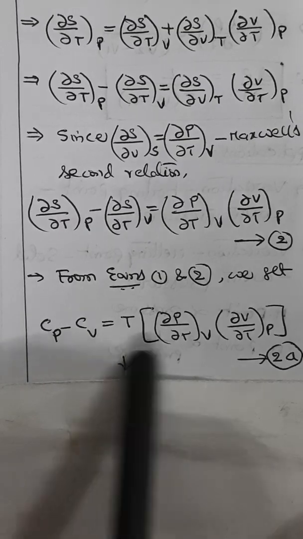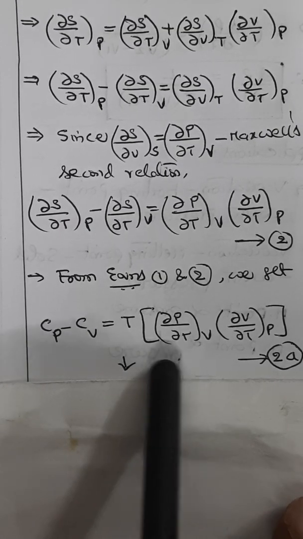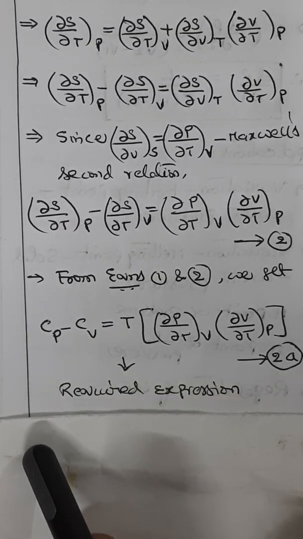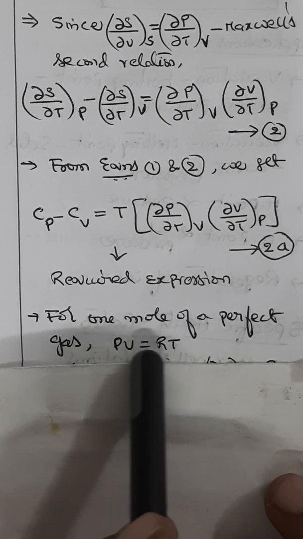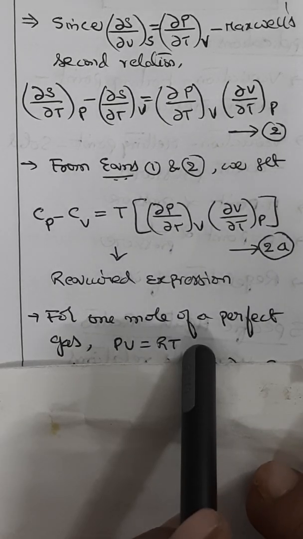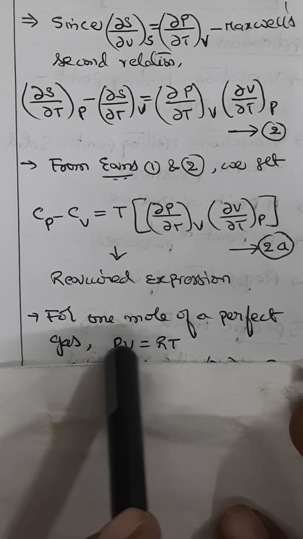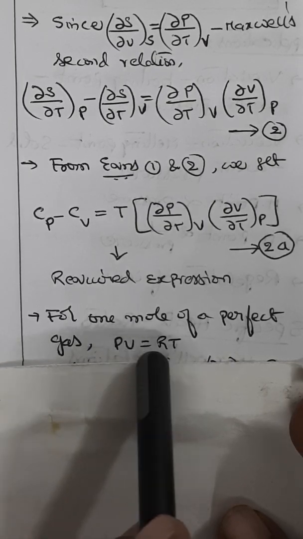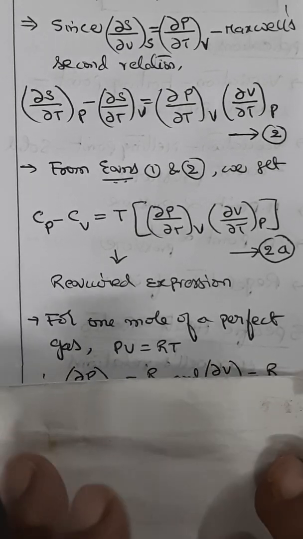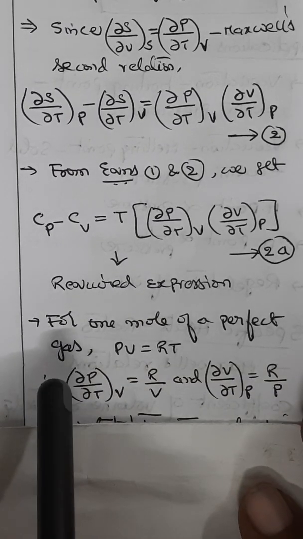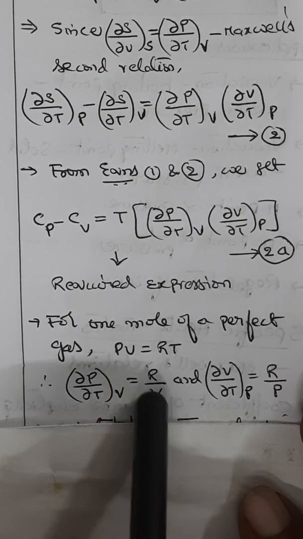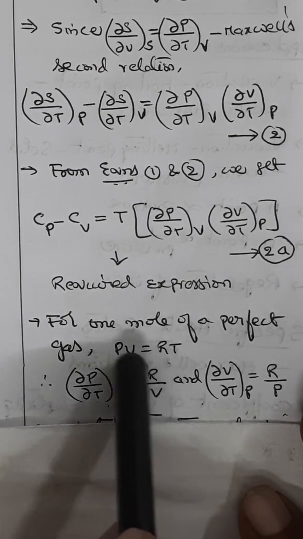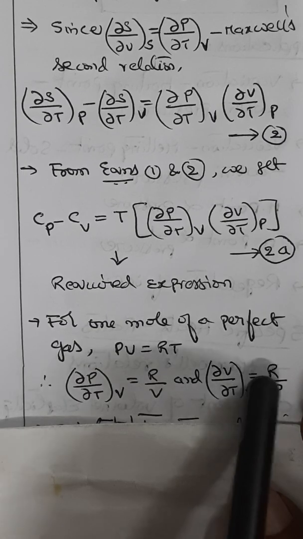Now this is the required expression, right? But in this case, if you take a perfect gas, for example 1 mole of a perfect gas, we know the standard equation PV equal to RT. So when you differentiate this on both sides, you can find ∂P by ∂T at V equal to R by V, because ∂T by ∂T equal to 1 only. Similarly, ∂V by ∂T at P equal to R by P.